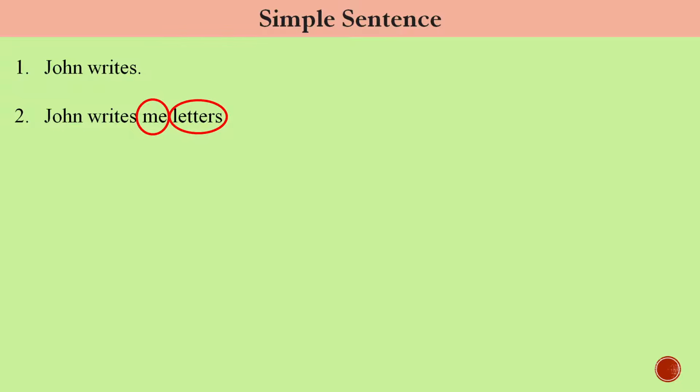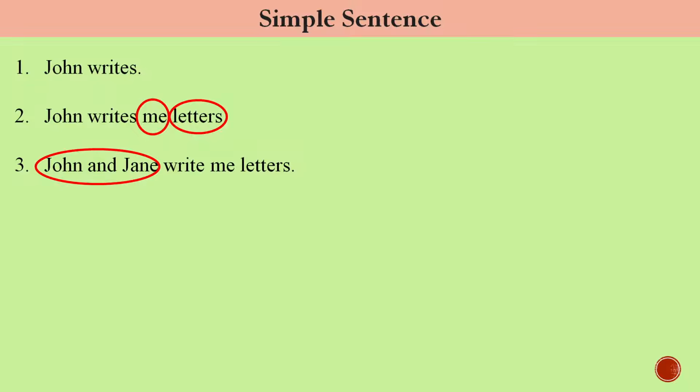Let's modify the sentence a little more. Let's come to number 3. John and Jane write me letters. Here, if we have just a little glance, we might think that it is a compound. No. Here the subject is John and Jane. This subject is taken together as one unit. So only one subject is there, followed by a predicate, and together it is a single independent clause, so it is a simple sentence.